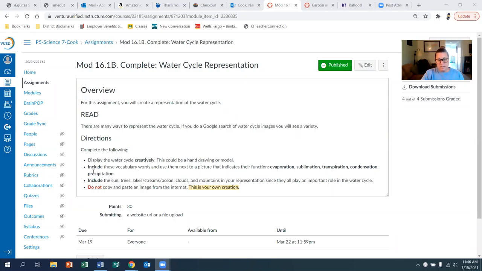Precipitation is when water in any of its phases falls from the sky to the ground because of gravity, right? So that could be rain, sleet, snow, hail. And transpiration is when plants take in water and nutrients through the roots, and it brings it up into the leaves of the plant.